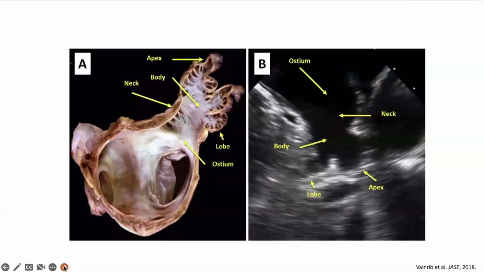Here's another gross anatomical specimen, giving us a bit more detail of what the left atrial appendage itself looks like. It has an ostium, a neck, a body, and then a number of lobes depending on the morphology of the left atrial appendage. And here's what it looks like on echo. Again, we have the ostium, the neck, the body, and a number of lobes. You can see this is quite a complex structure.